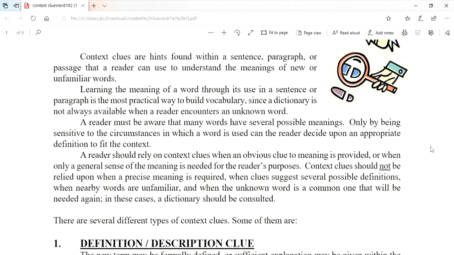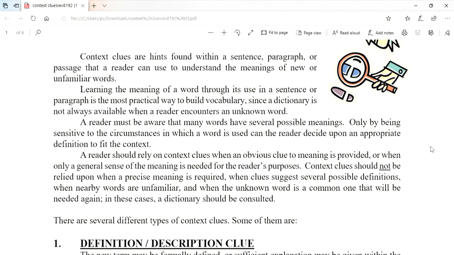A reader should rely on context clues when an obvious clue to meaning is provided, or when only a general sense of the meaning is needed for the reader's purpose. Context clues should not be relied upon when a precise meaning is required, when clues suggest several possible definitions, when nearby words are unfamiliar, and when the unknown word is a common one that will be needed again. In these cases, a dictionary should be consulted. Right, there are times when you cannot rely on context clues, and that is what has just been stated here for you.